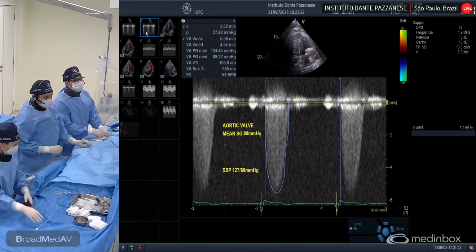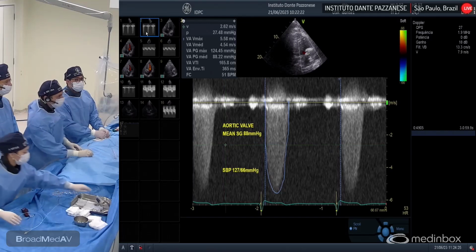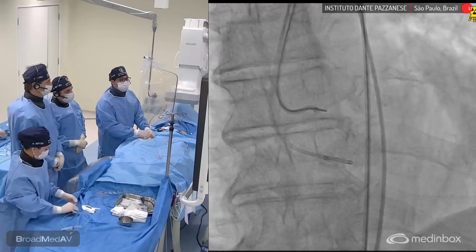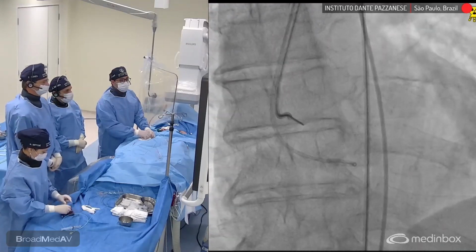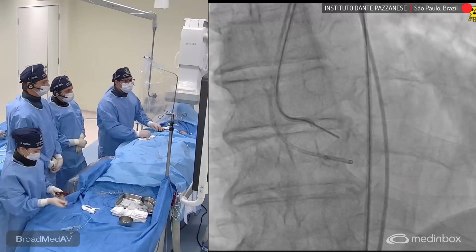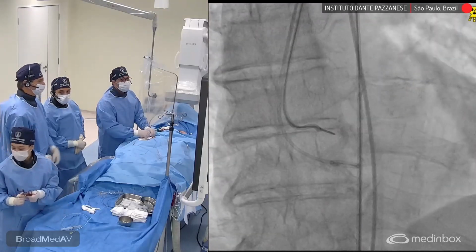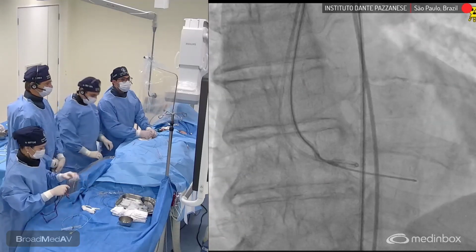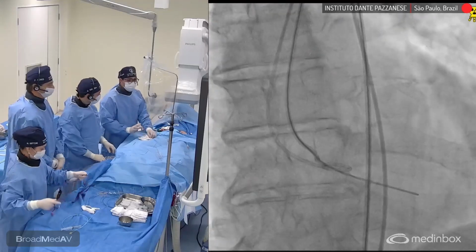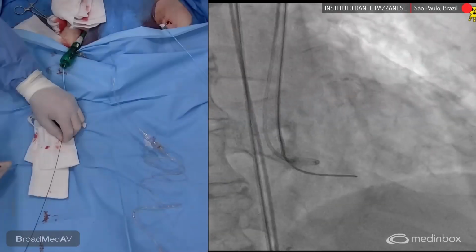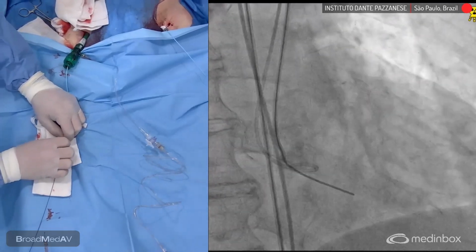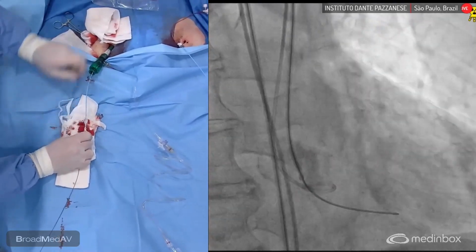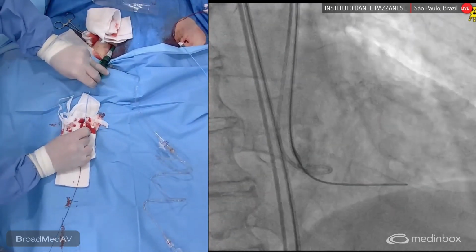Okay, thank you, Wendy. Alberto is trying to cross the valve now, using an AL1 and the straight tip wire. Do you usually use the echo images to help you? No, to cross the valve, usually we don't use the echo images. But after you cross the valve with the guide wire? Of course. To place the stiff wire in the left ventricle, we usually use the echo image to help us place the wire in the apex.